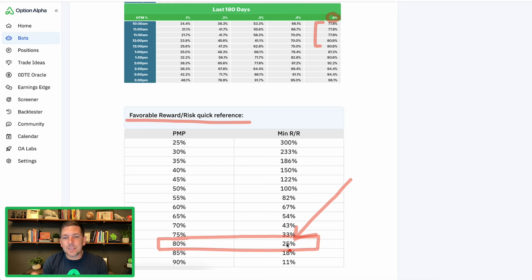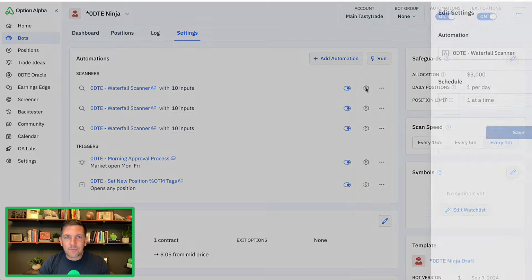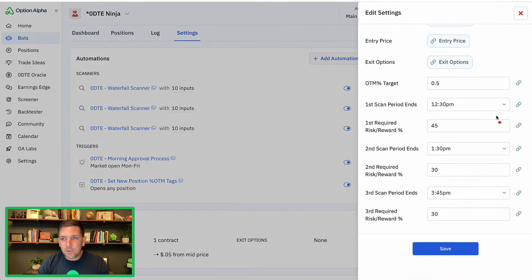It's not always 15% higher, whatever the case is. It's just, do whatever you want to do. But this quick reference guide hopefully should help: if you're going to get an 80% win rate in your probability, then you at least need to take in a reward risk of 25%. So again, going back up to where I have this one set for that first time interval, you can see at 0.5%, that stops at 12:30. I'm trying to get a 45% reward to risk ratio.